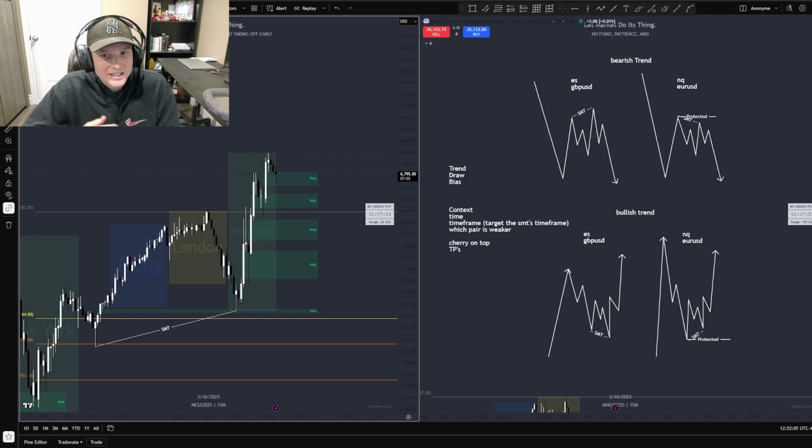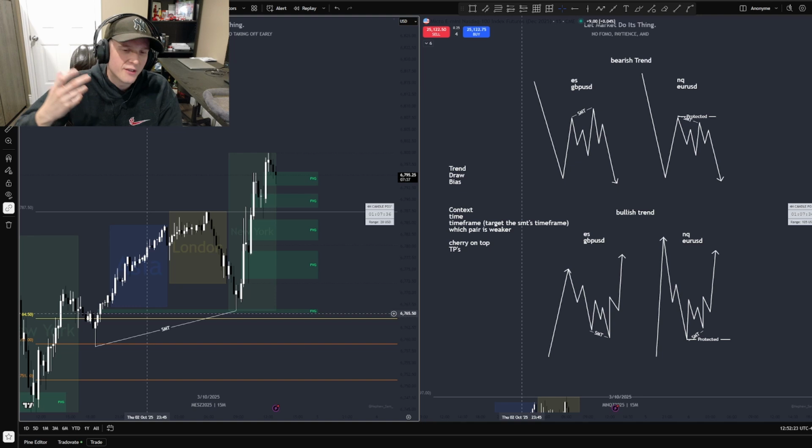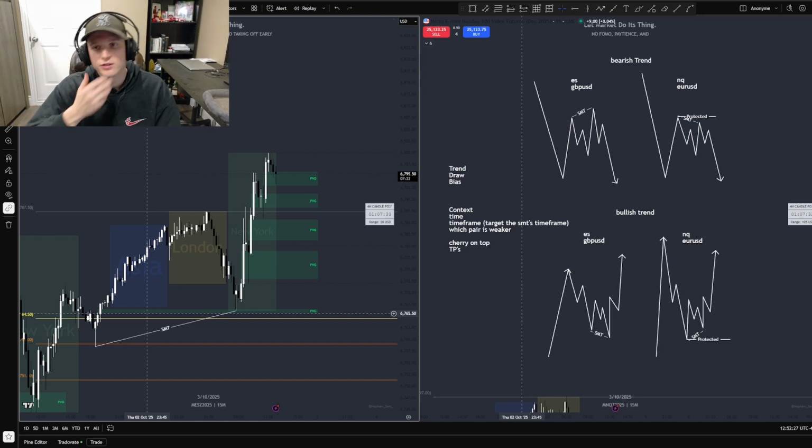So basically, SMT is a divergence between assets that are correlated, right? So ES and NQ are correlated assets, and it's a divergence between the two. GBP USD and Euro USD are also correlated assets, and when there's a difference between the two, it's good inside information that we just had a manipulation leg or something, right?